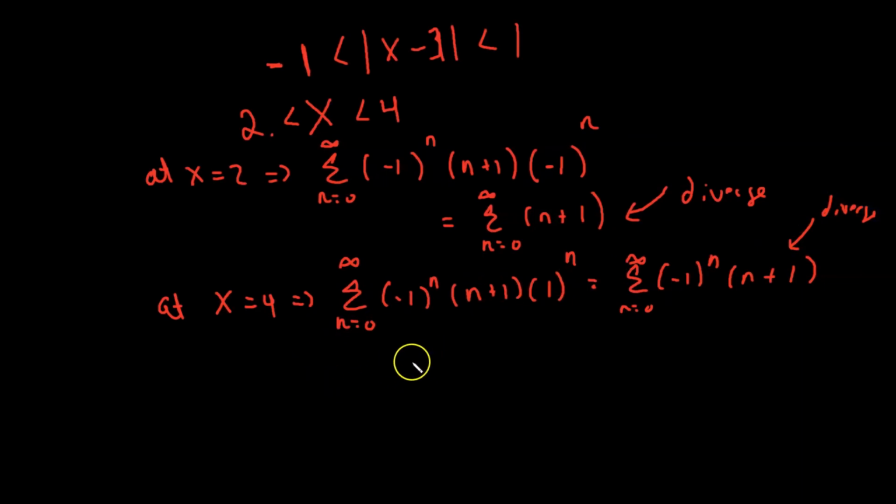So because they both diverge at the bounds, x has to be greater than 2 and x has to be less than 4 for it to converge. So the interval of convergence is from 2 to 4. Alright.